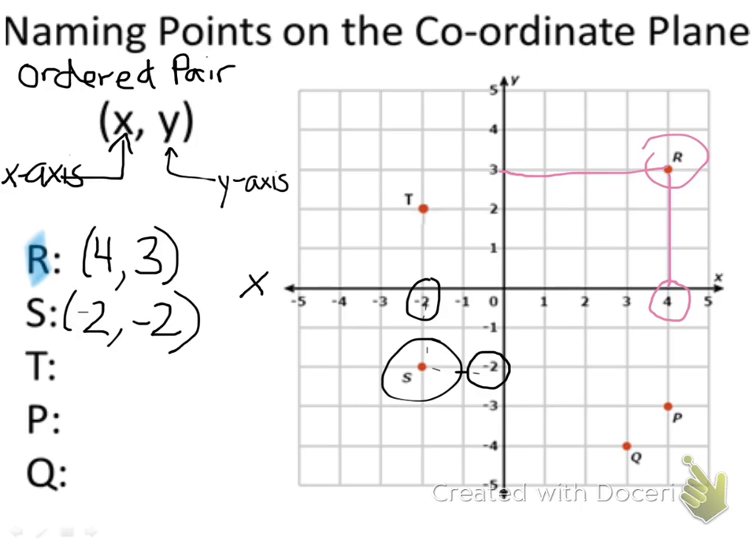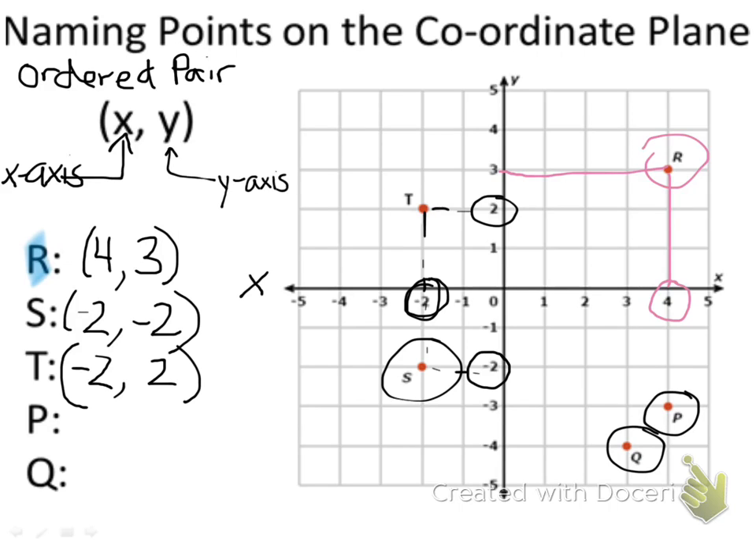Let's do T now. T is right here. T is also at -2 along our x-axis, -2. And then we look for where it is on the y-axis. T is at 2 on the y-axis. So our ordered pair for point T would be -2, 2. Pause the video now and see if you can find the coordinates for P and Q on your own.